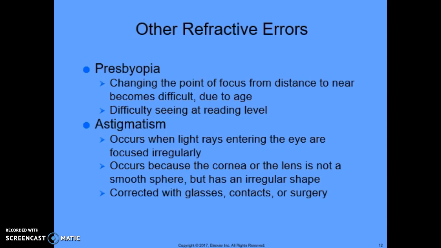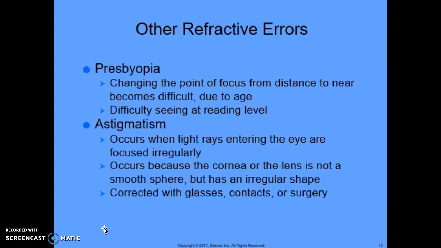It occurs because the cornea of the lens is not a smooth sphere, but has an irregular shape. This is corrected with glasses, contacts, or sometimes surgery. How is presbyopia treated? It's treated with a combination corrective lens known as a bifocal lens or a progressive lens correction. And these are used to focus both distal and proximal objects directly on the retina.